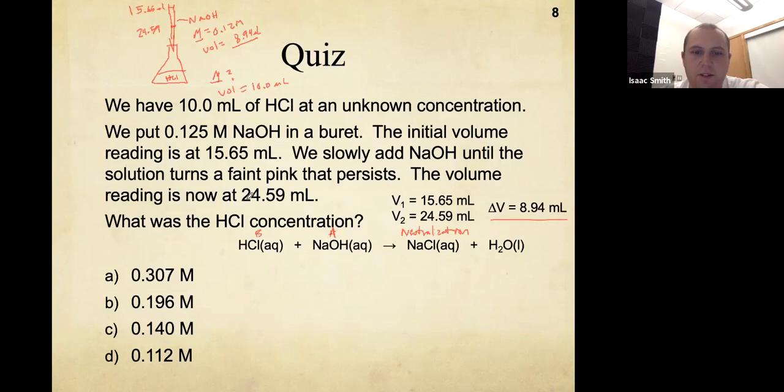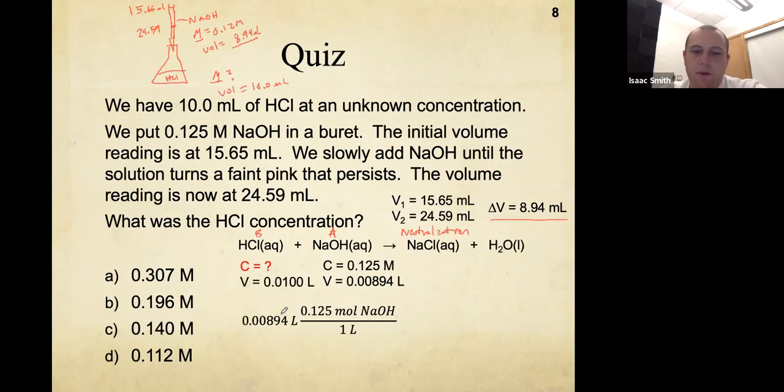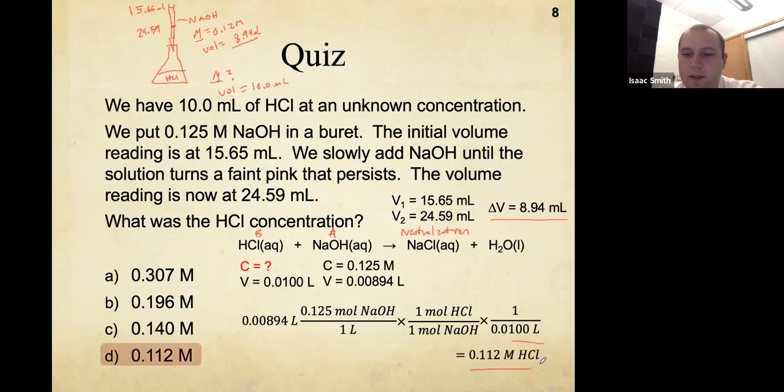We don't know the concentration of HCl. Okay, so we're going to start like we've done before. We have the volume of sodium hydroxide times the molarity, gets us to moles of sodium hydroxide. Use the mole ratio to go to moles of hydrochloric acid. Divide by the initial volume of the hydrochloric acid, and we can come up with the concentration of hydrochloric acid. Okay, so that's just the full how to do a titration problem. Okay, you might see some of those as we move forward.